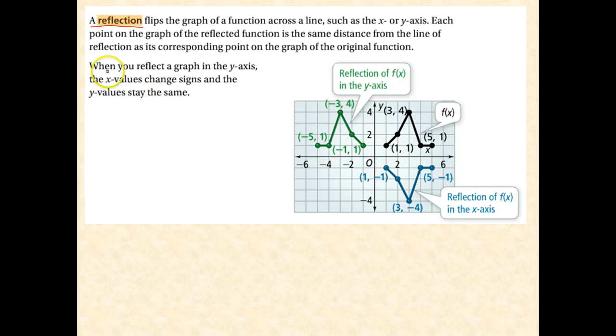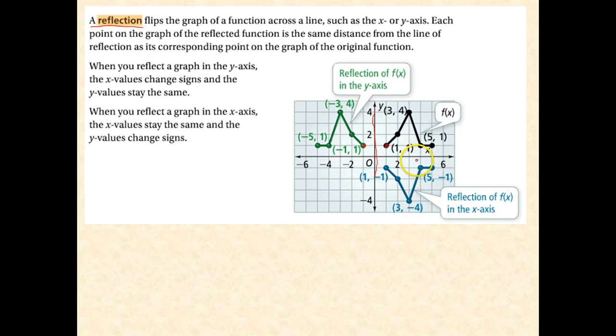Alright, so when you reflect a graph in the y-axis, so here's the y-axis, the x values change signs, but the y values stay the same. Look at this point, 1, 1. If I get reflected across here, it's negative 1, 1. It's still the same height, so the y value stays the same, but the x value changes sign. Instead of going 1 to the right, we're going 1 to the left.